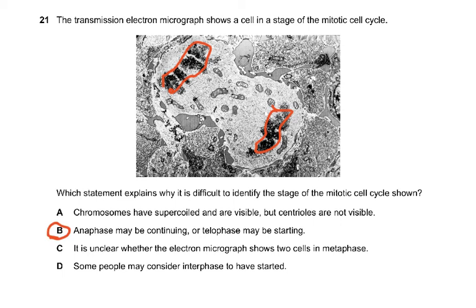Why is C wrong? It is unclear whether the electron micrograph showed two cells in metaphase. No, in metaphase, they have to align in the center. Some people may consider interphase to have started. Interphase, you can't see anything. In interphase, the chromosomes are thin thread-like structures. You can't see them, they haven't condensed.